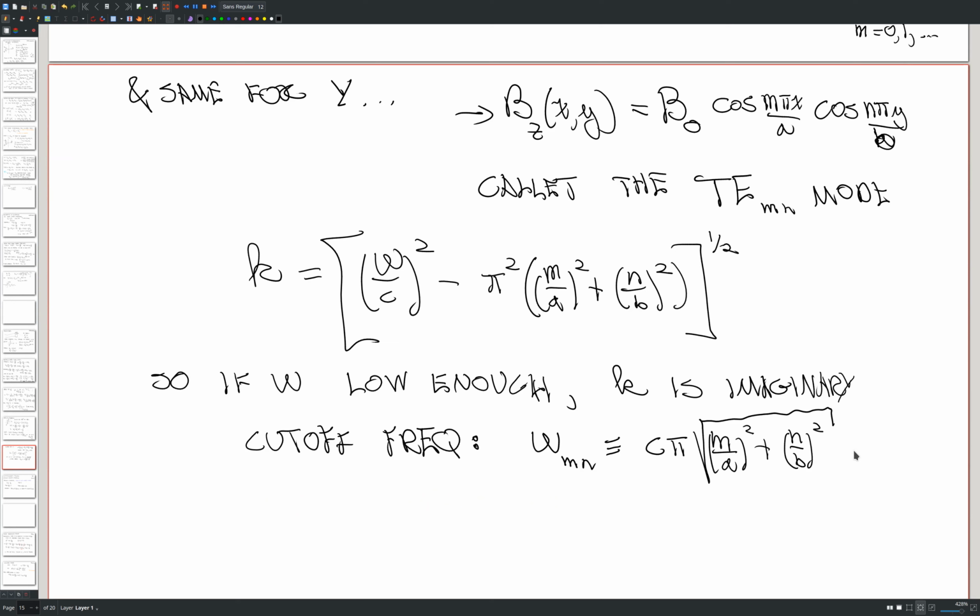Okay. Have you seen this kind of physics at all before? Did you know about cutoff frequencies and waveguides and stuff? No? Okay. But you know the importance of waveguides all over the place, right? They're used everywhere. Right? I'm sorry? In a microwave?